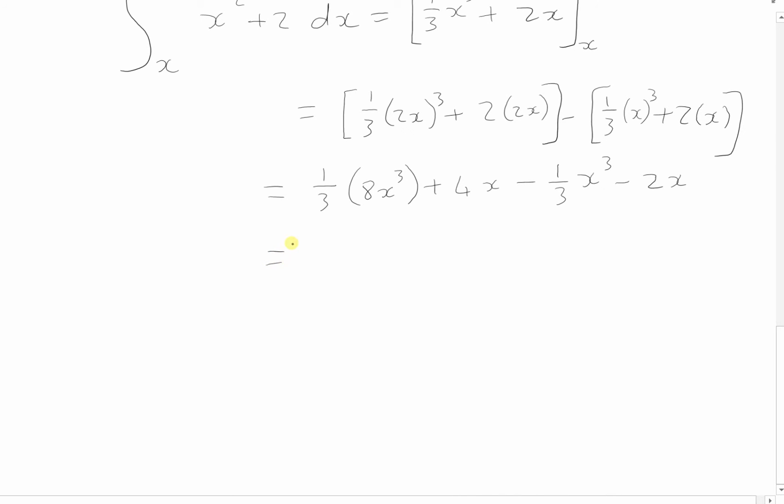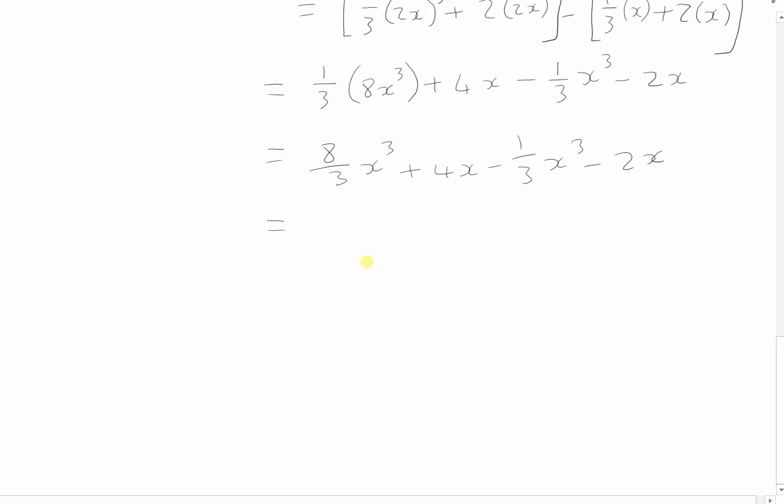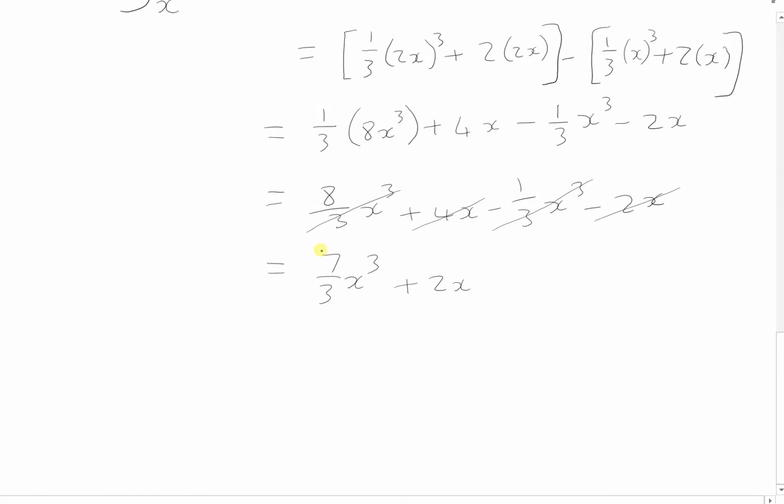So let me just make this thing look pretty. I've got 8/3 x cubed plus 4x minus 1/3 x cubed minus 2x. And basically what's going to happen here is when I take the common terms, it's going to be 8 over 3 minus 1 over 3, which is the same thing as 7 over 3 x to the third. And 4x minus 2x is just going to be plus 2x. Okay? So this is actually my value.